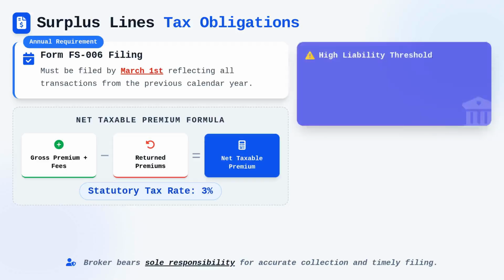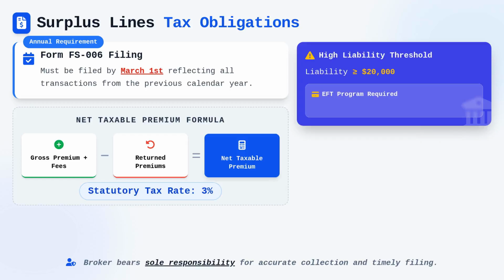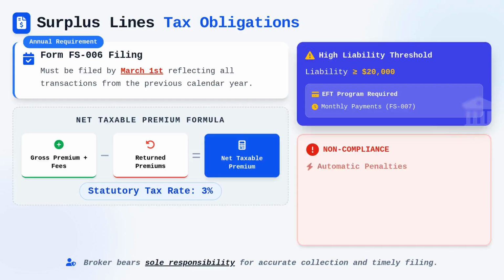If your annual tax liability reaches $20,000 or more, you are legally required to participate in the Electronic Funds Transfer Program and make monthly tax installment payments using Form FS-007. Failing to file these returns or remit payments on time results in automatic penalties and interest charges that accumulate rapidly.